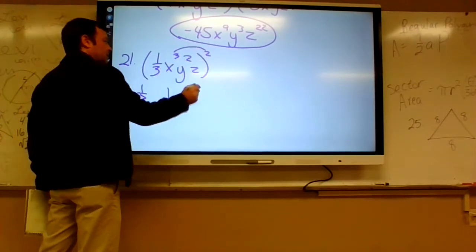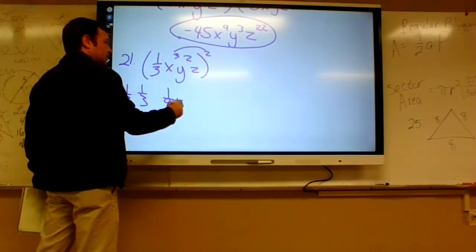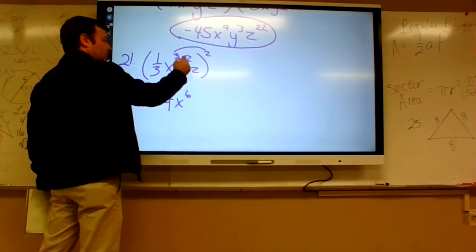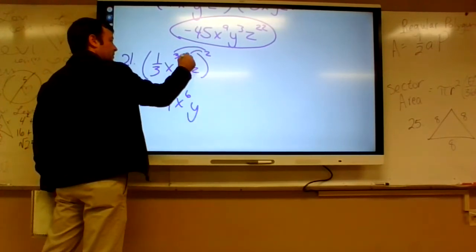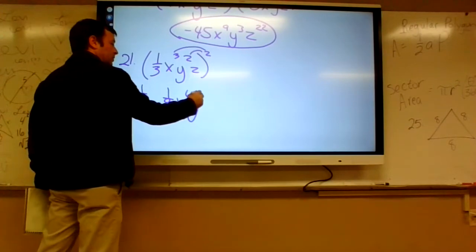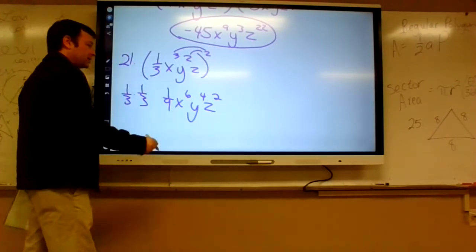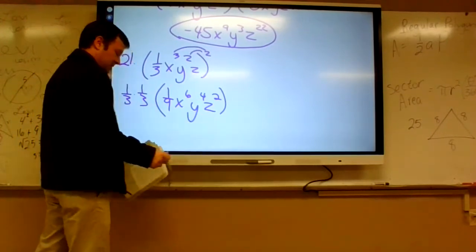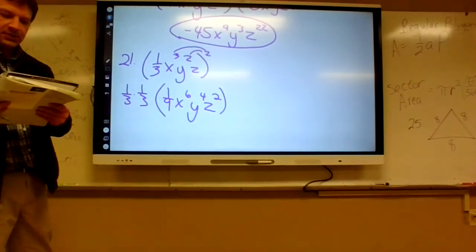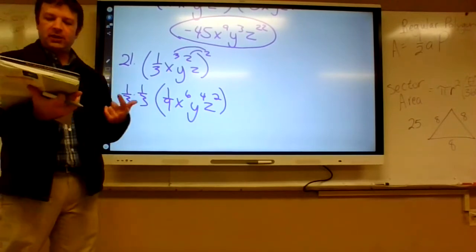X to the third, six. Y to the fourth, Z to the second. Okay, that's just the first parentheses. The second parentheses has a cube on it, so I'm looking at my book now, I didn't write it on the board.